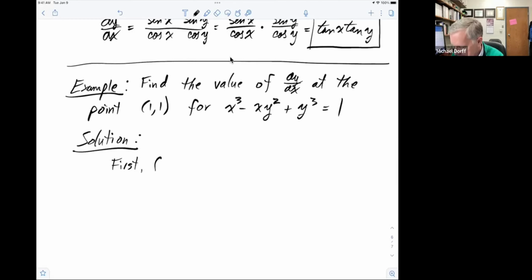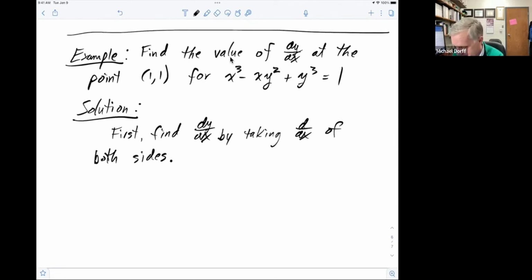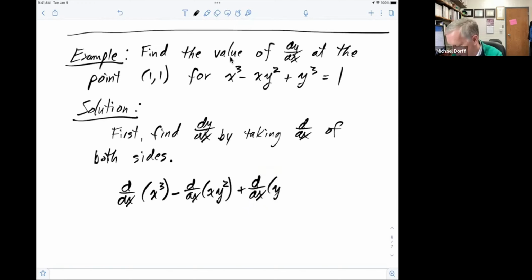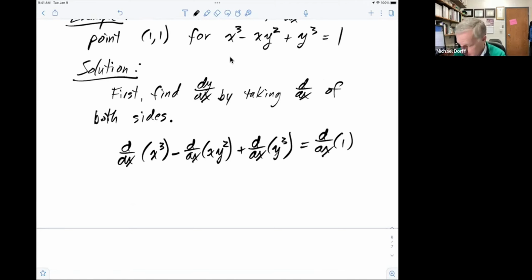We want to first find dy dx. How do I do that? By taking d dx of both sides. Again, there's a pattern here. Hopefully you're getting used to this pattern. So I'm doing d dx of x cubed on the left minus d dx of x times y squared plus d dx of y cubed. That's all on the left, and a d dx of 1 on the right. Then I have d dx of x cubed. That's going to be 3x squared.